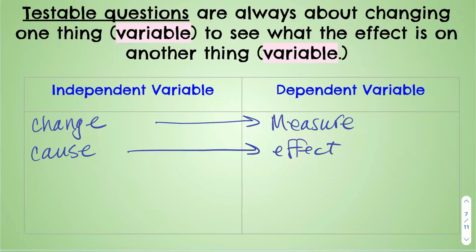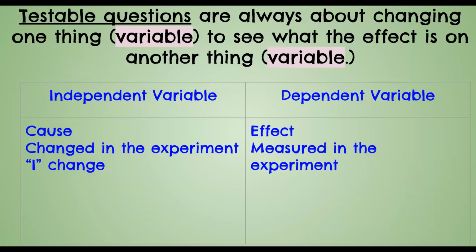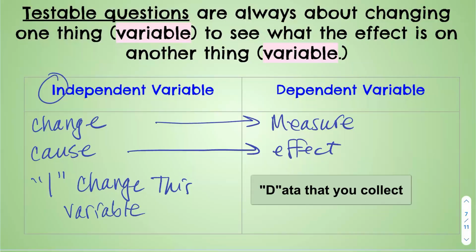A good way to remember this for experiments is that independent variable starts with I, and I change the independent variable in an investigation. And a dependent variable starts with D for data that you collect. So whatever happens to the dependent variable in an investigation is caused by the independent variable.